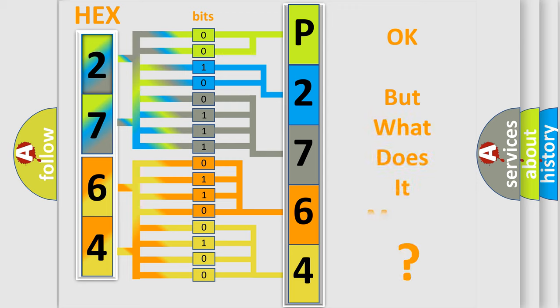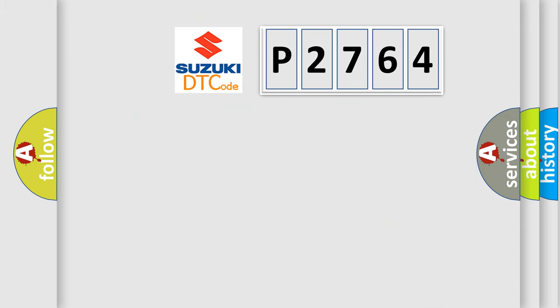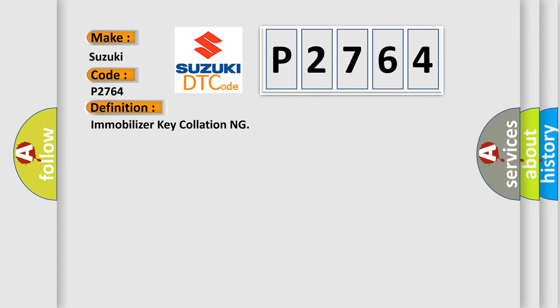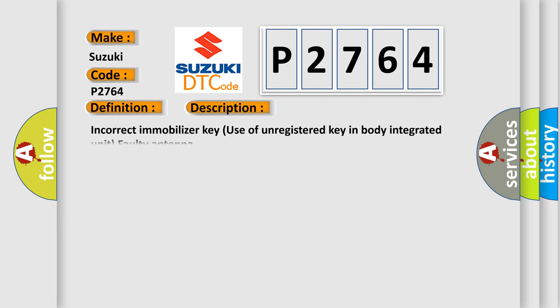The number itself does not make sense to us if we cannot assign information to what it actually expresses. So, what does the diagnostic trouble code P2764 interpret specifically for Suzuki car manufacturers? The basic definition is immobilizer key collationing. And now this is a short description of this DTC code: incorrect immobilizer key, use of unregistered key in body integrated unit, faulty antenna.